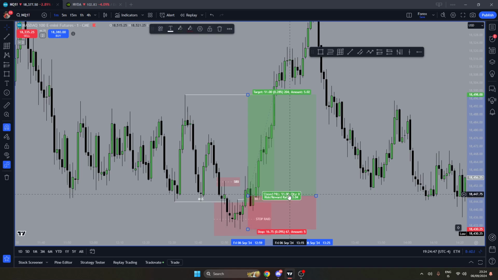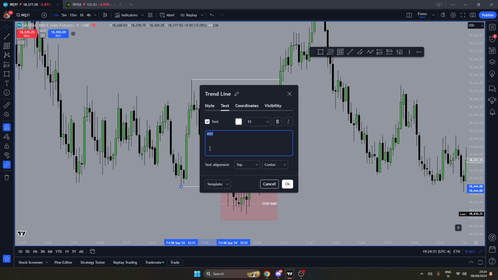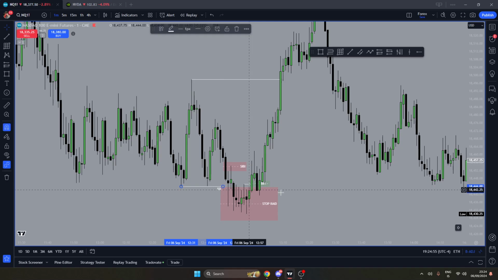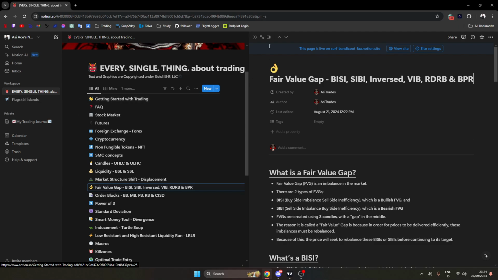But yeah, so this right here isn't a market structure shift. This is just a stop raid being created. So in reality, this is actually sell side liquidity. Now back to the drawing board. Fair value gaps.